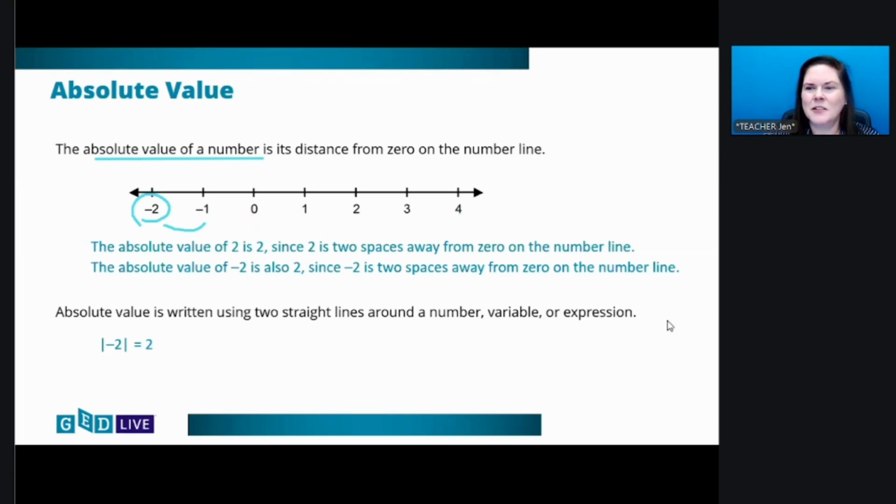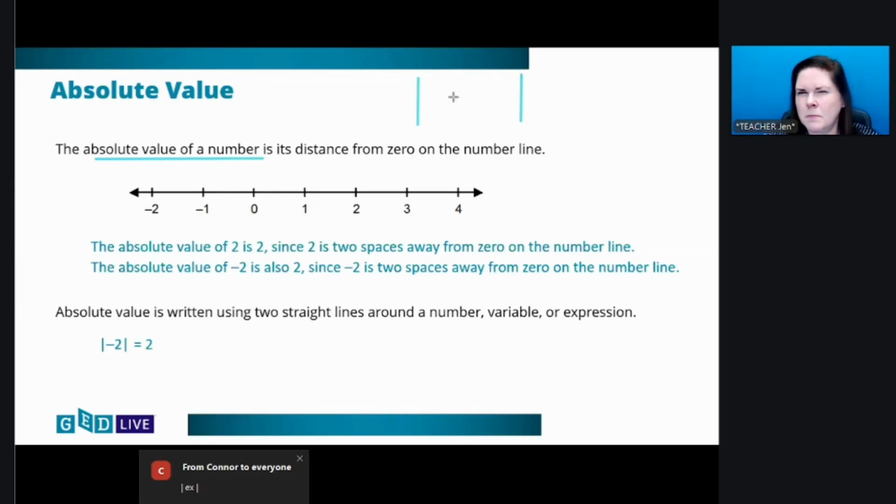Good. So let's step it up a little bit with the absolute value. Remember, absolute value is designated by the vertical bars. I'm drawing them up on screen at the top. So those vertical bars really mean how far is the number inside these bars from 0.